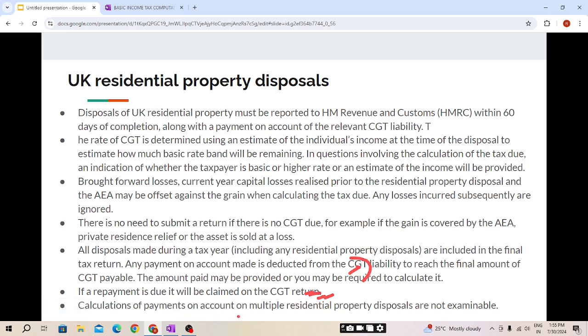Calculation of payments on account on multiple residential property disposals is not examinable. So multiple residential property disposals will not be examined. They'll give you only one disposal in the tax year, students. I hope this is clear.